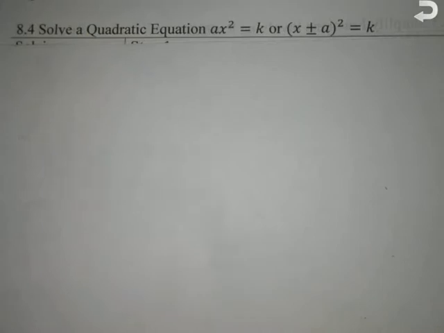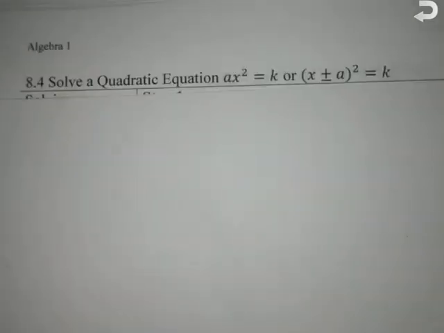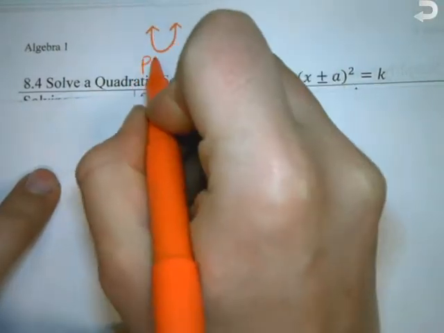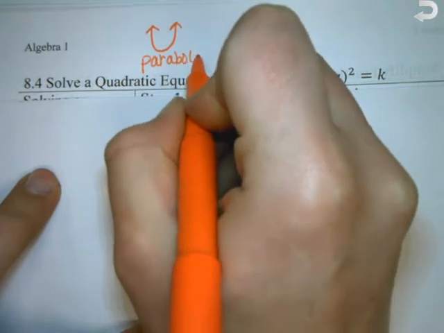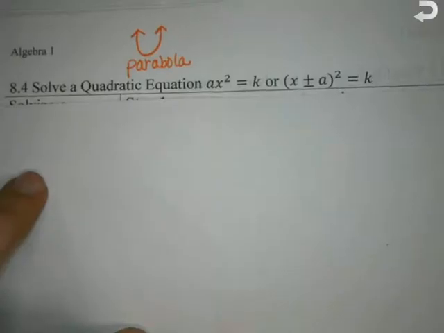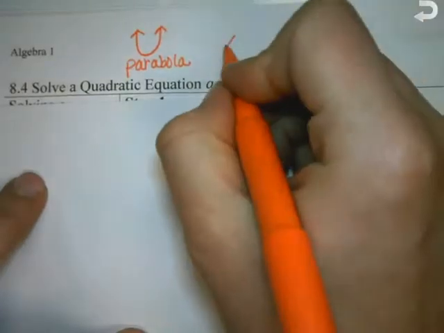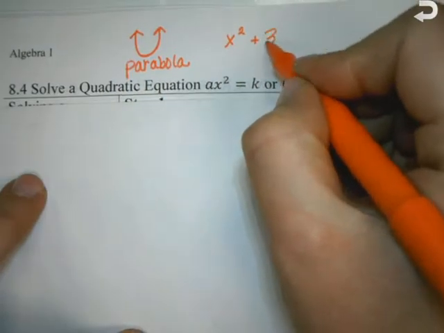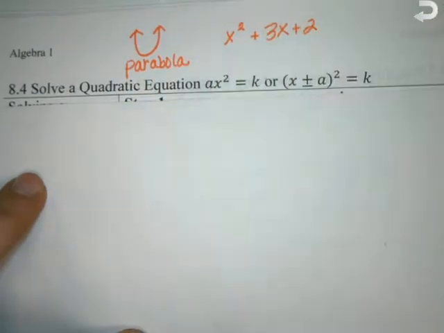So remember when we started graphing quadratic formulas? Do you guys remember what the graph looks like? Starts with a P, parabola. It looks like this. Okay, and then a problem would look something like x squared plus 3x plus 2. You guys remember these?